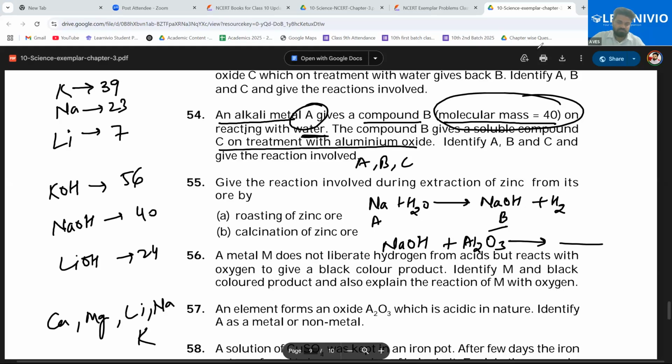NaAlO2 plus H2O. If it is aluminium only, then it will be H2. If it is aluminium oxide, then it will be H2O. Got it? Note it down first. This is compound C.